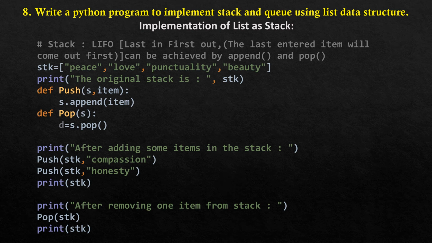So we have to implement a data structure in which once the items are added, they will be added at the end. And once you want to remove some item, then the last item which was entered will be the one to come out first.